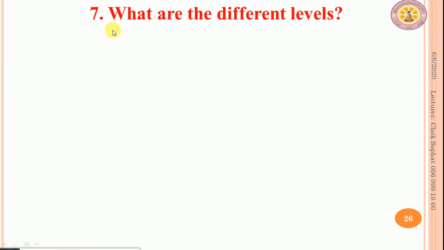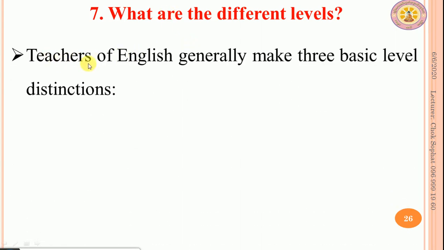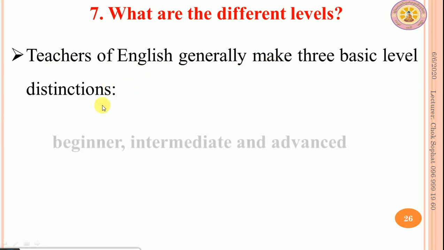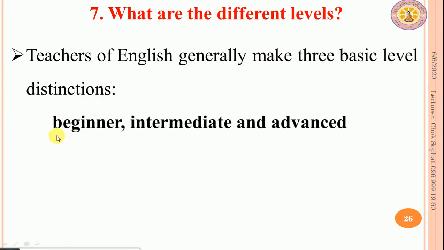Okay, so look at number 7. What are the different levels? So in a class there are different levels of student learning in the same class. The teachers of English will make three basic level distinctions. The three levels are beginner level, intermediate level, and advanced level. It will be difficult to teach three levels in the same class. In some classes the levels of students are mixed together.